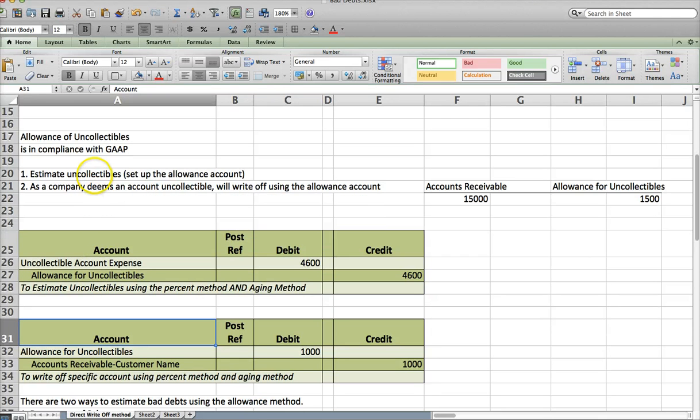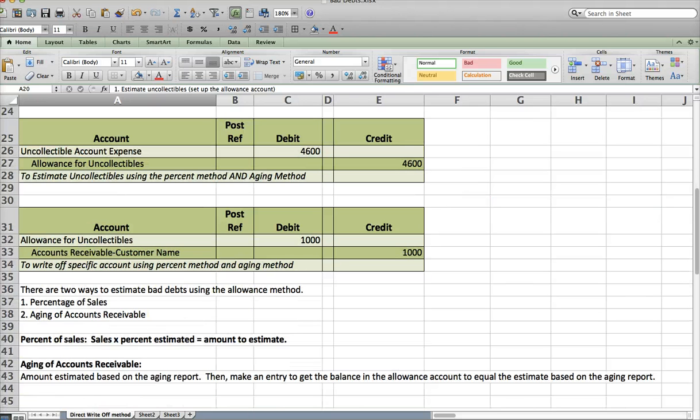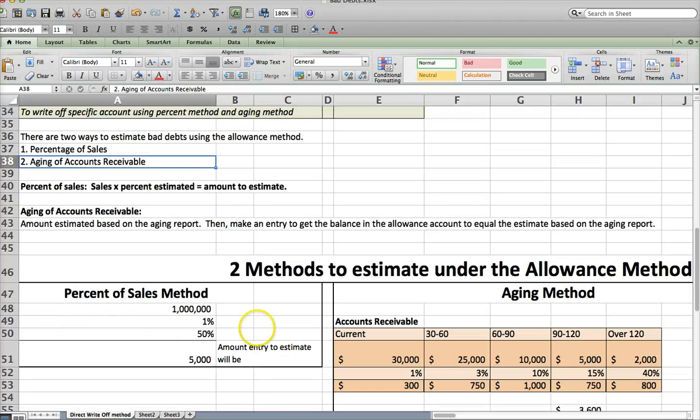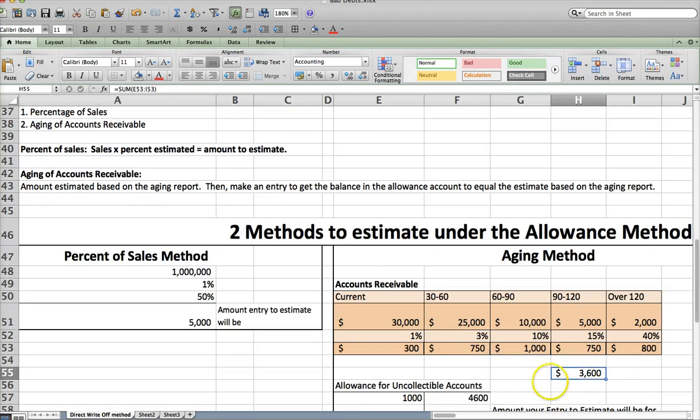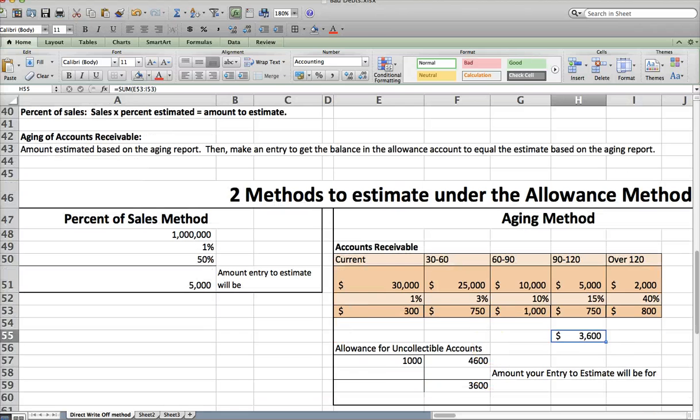Now, in order to do step 1, we have 2 choices. Under step 1, we will either use the percentage of sales method, in which case we will take total sales times a percent times another percent that they will give to you, and that will be your number for your estimate. Or you can do aging accounts receivable, in which case you will look at your aging report, get an estimate, add them together, and that's the balance that you want to have in your allowance account. So anything that you have, you will look at and make your balance be this number right here.